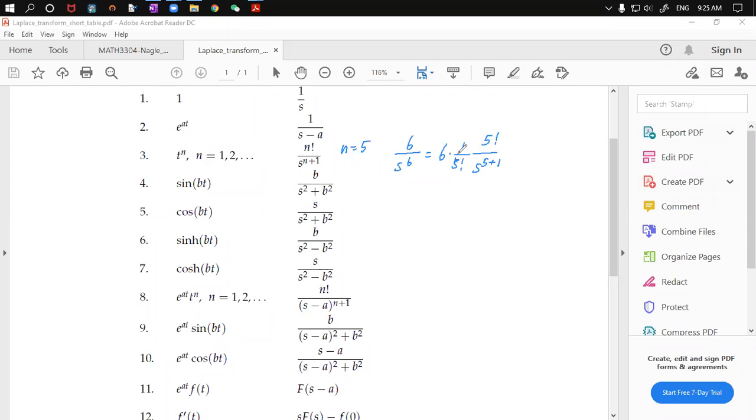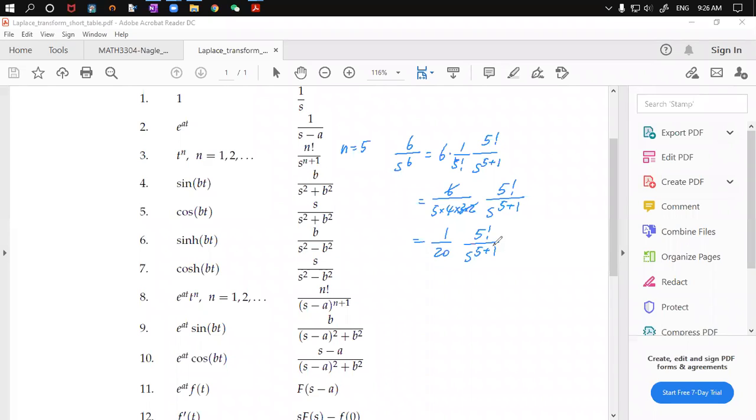Is that good, family? So this 5 factorial is 5, 4, 3, 2, 1, right? So it's 120. So that's 6 over 5 multiplied by 4, 3 and 2. The 3 and 2 cancel with this one, right? So this is actually 1 over 20 times 5 factorial over s to the power of 5 plus 1.